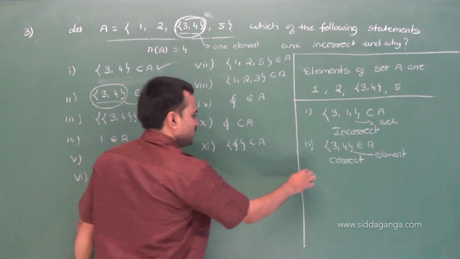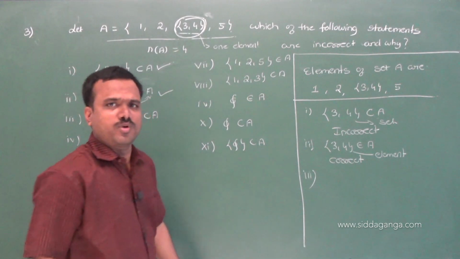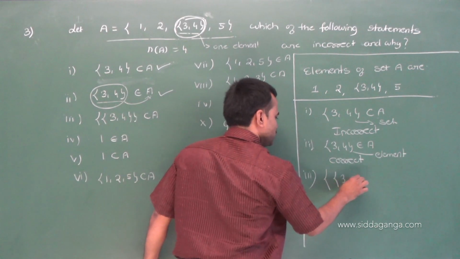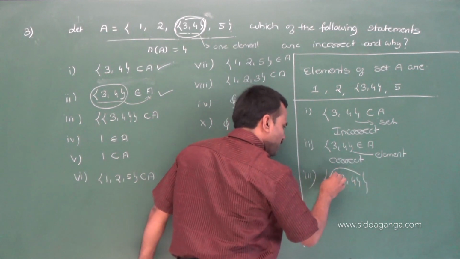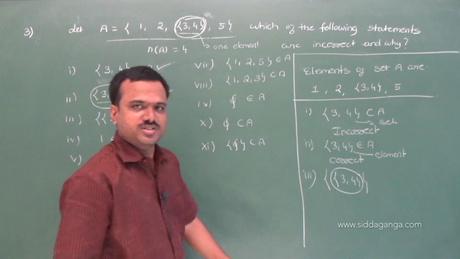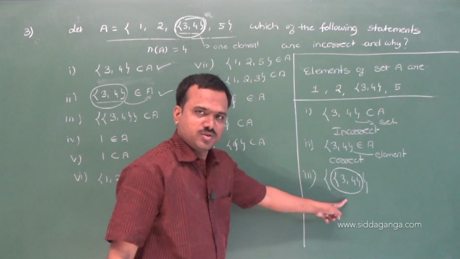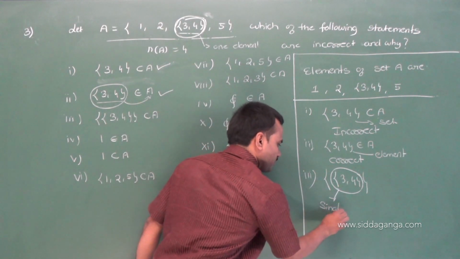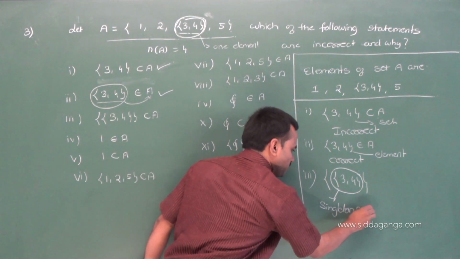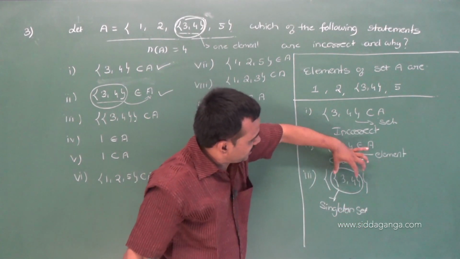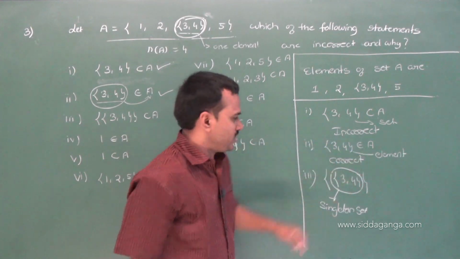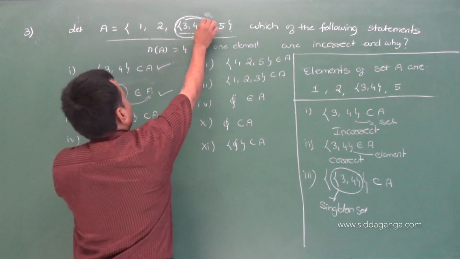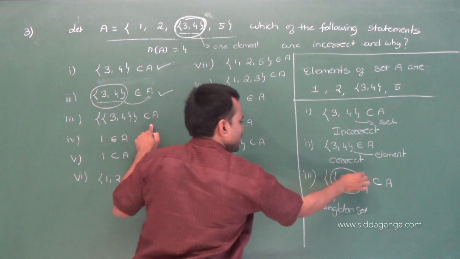Then one more he has written, the third one. This is an element O. Yes, O element. This set we call as what? Singleton set, because this complete set contains only one element. The element is O. Is it a subset of A? Yes, O is an element present here.